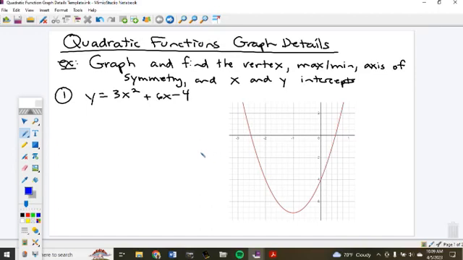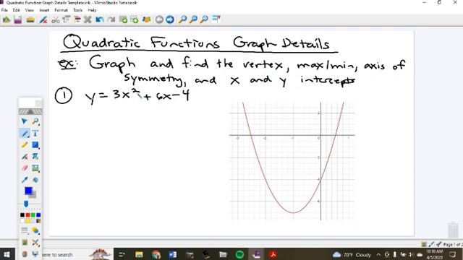All right, today we're going to talk about graphing quadratic functions and looking specifically at some of the details of a quadratic function. And let's say that we were asked to graph this quadratic and find the vertex, the maximum or minimum, the axis of symmetry, and the x and y intercepts. That's a whole bunch of information, but it's all right here.